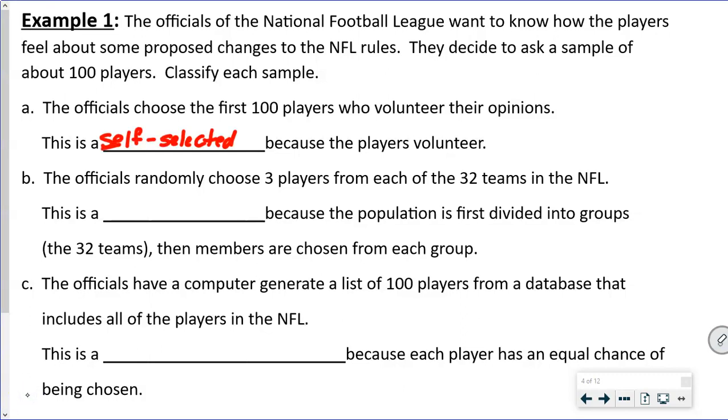The next one, the officials randomly choose 3 players from each of the 32 teams in the NFL. So this one would be stratified because the population is first divided into groups, the 32 teams, and then members are chosen from each group, okay? That's key right there, the each group part, okay? So this one is stratified.